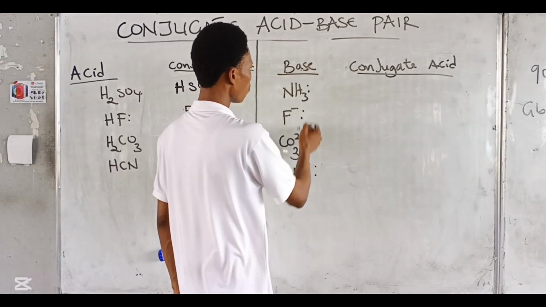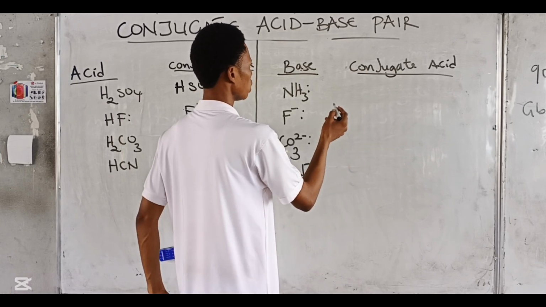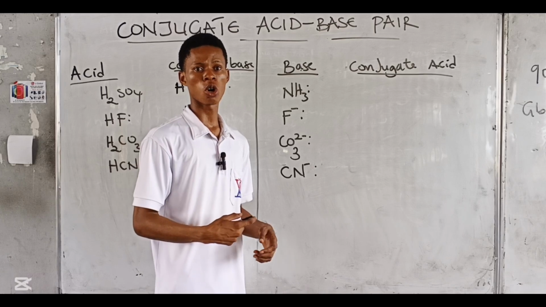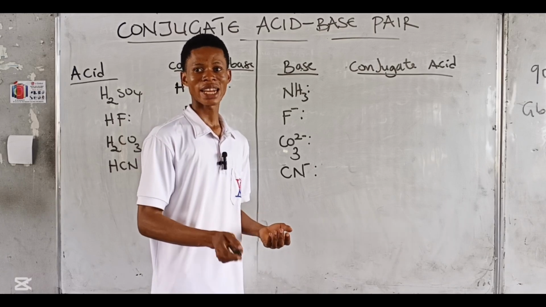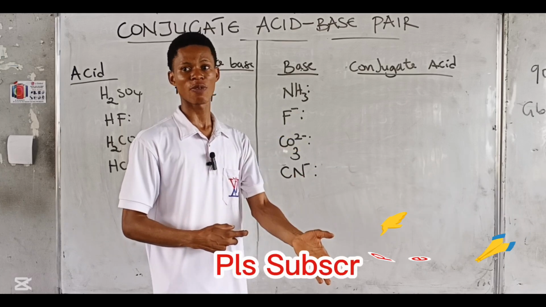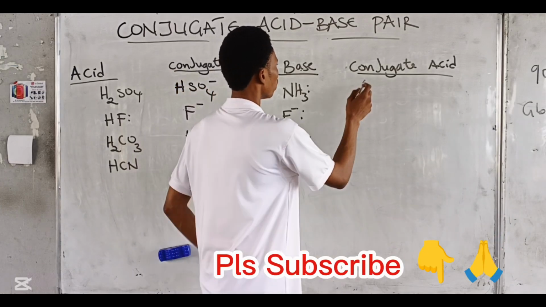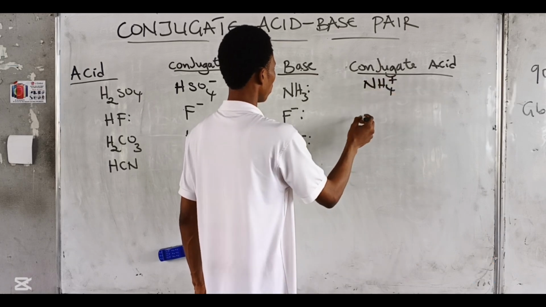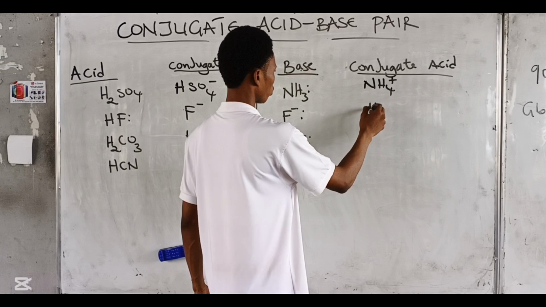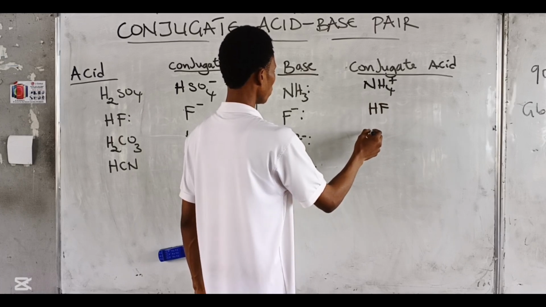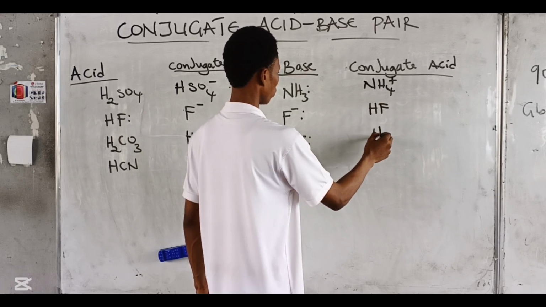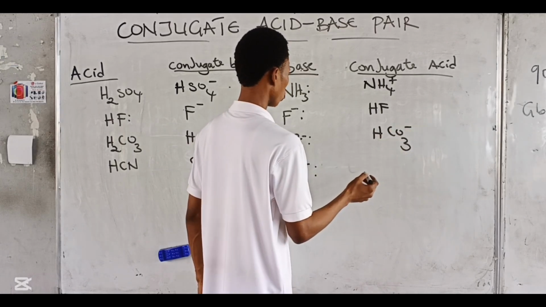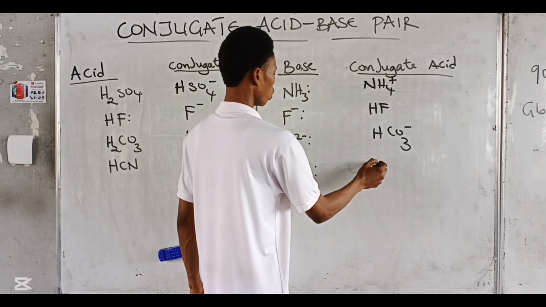Now, these are bases. Let's write the conjugate acid. Bases accept protons, and when they accept a proton, they become conjugate acids. They are now conjugate acids because they've accepted a proton, and they can now give out a proton. So what's the conjugate acid of this? And of this? Minus, not 2 minus again. What should be here?